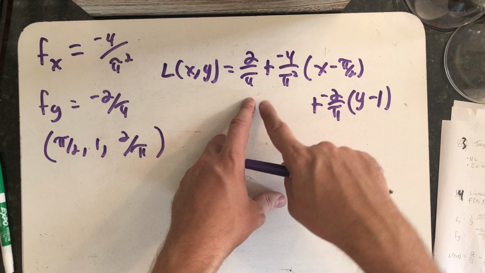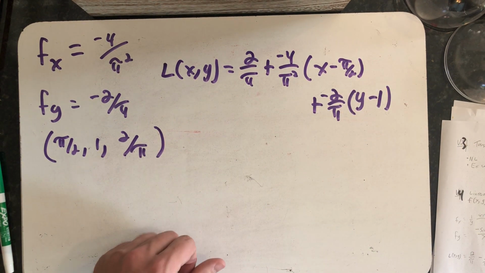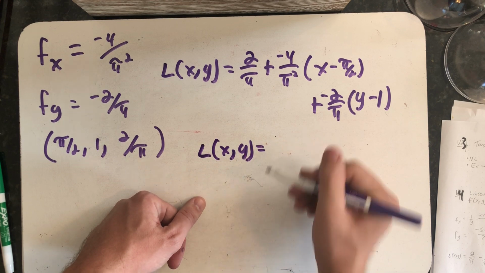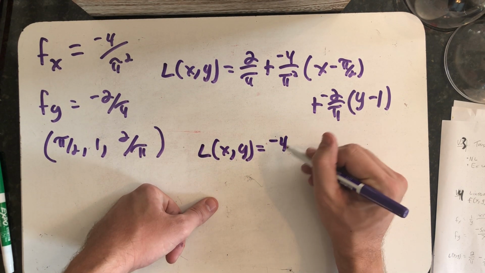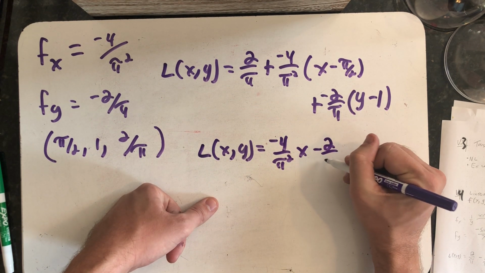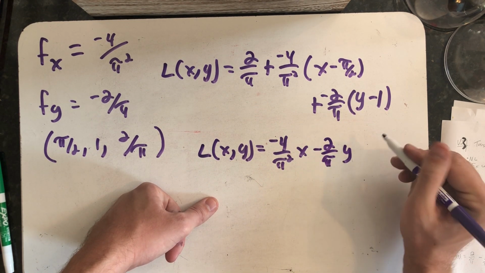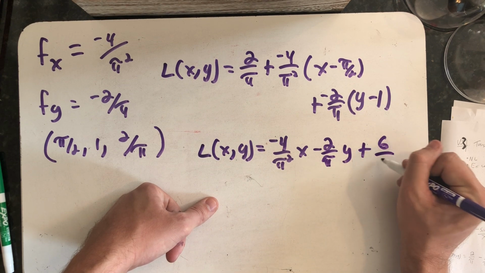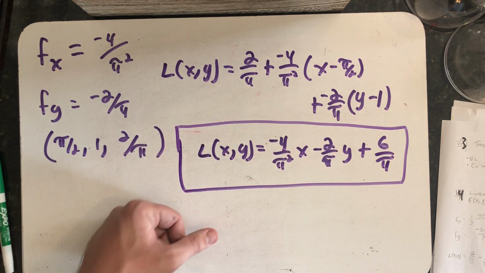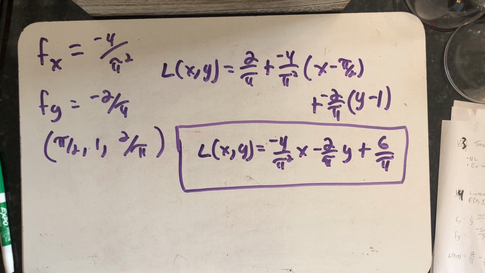I would encourage you to go on and distribute through this and simplify, and you'll find that your linearization is minus 4 over pi squared x minus 2 over pi y plus 6 over pi. So there's our linearization, which is really just a tangent plane solved for z. Another way through this problem would have been to find the equation of a tangent plane and just get z by itself.